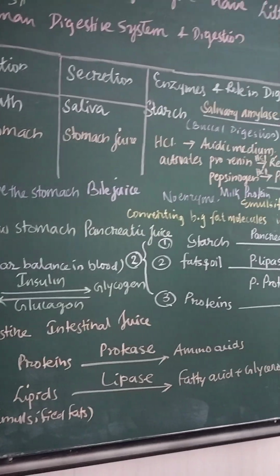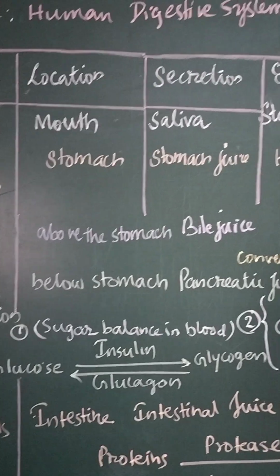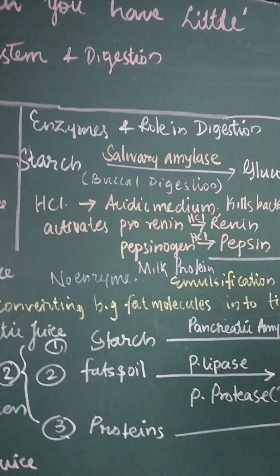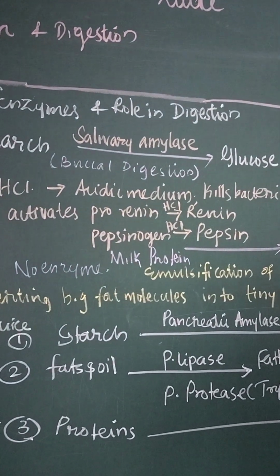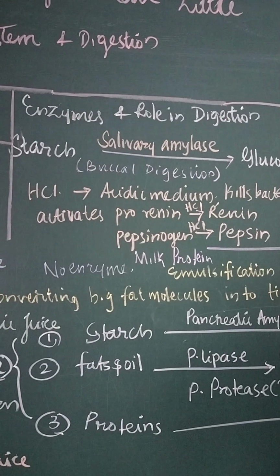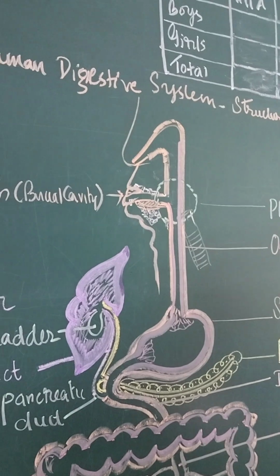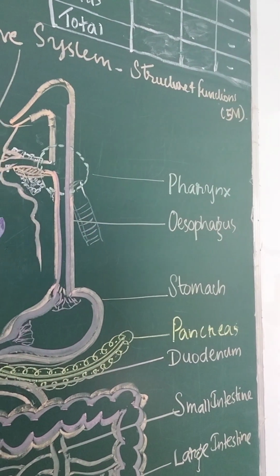First of all, the digestion in the mouth is called buccal digestion, facilitated by saliva, which converts starch into glucose. The physical process in the mouth is called chewing. Then the food material is passed into the stomach by peristaltic movement of the esophagus.